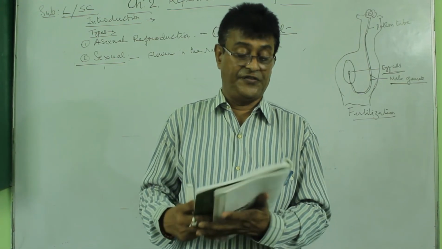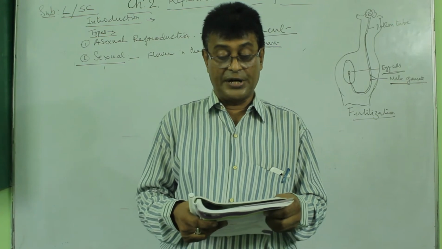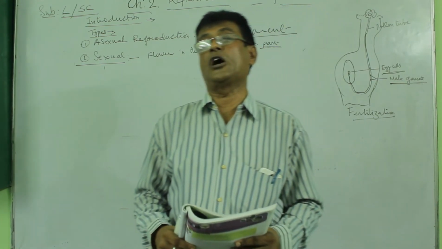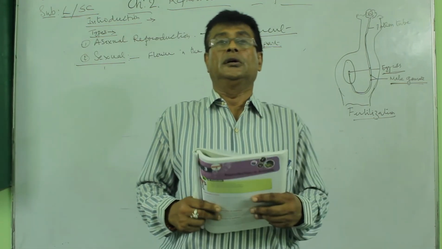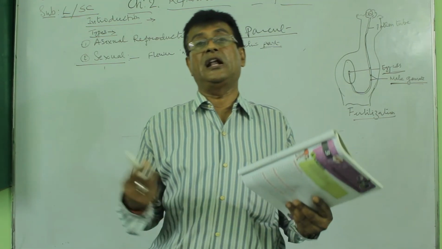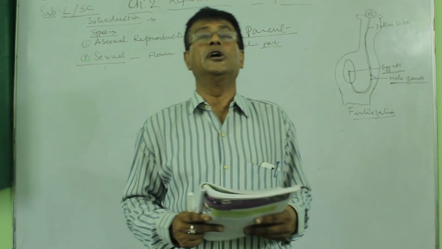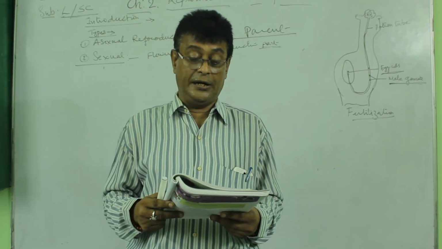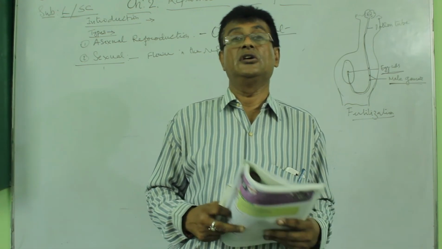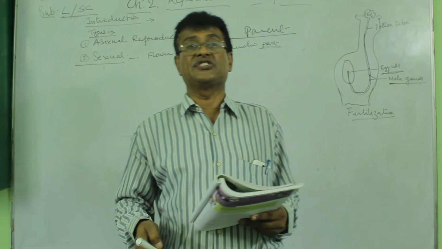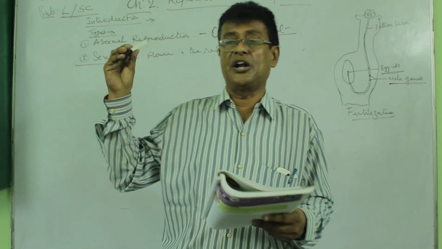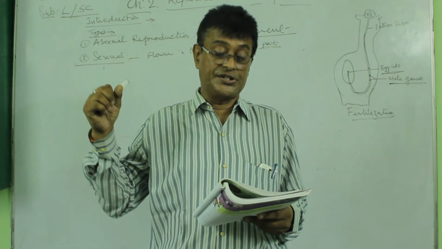Then we have: differentiate between sexual and asexual reproduction. The first one is sexual reproduction. We have 2 parents, male and female. Then male and female gametes fuse to form the zygote. From there the embryo is formed. And in asexual reproduction, there is only 1 parent, and it is done by various methods: budding, binary fission, fragmentation, etc.